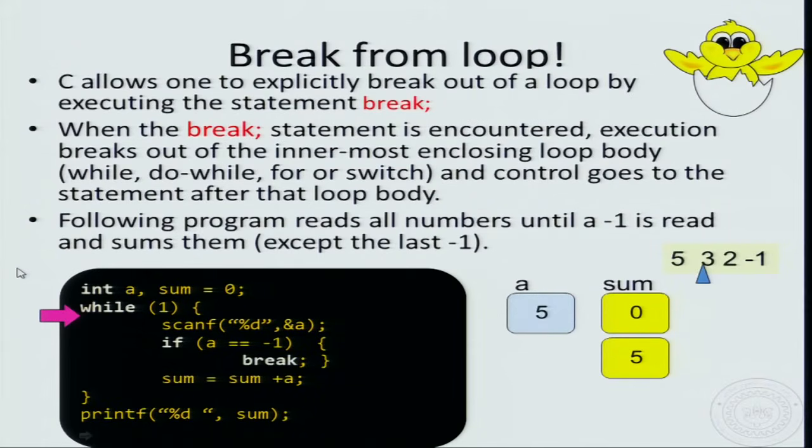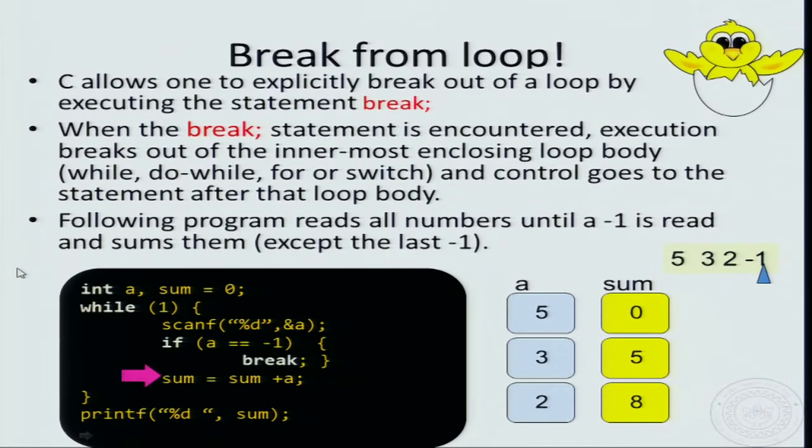the while loop, the test condition is still true while 1, so you read the next number 3, 3 is not minus 1, so you add it to the sum becomes 8, and you go back, the same thing occurs, so you have the third number read, which is 2, add it to the sum and sum becomes 10. Then you read the next number and now a is minus 1.